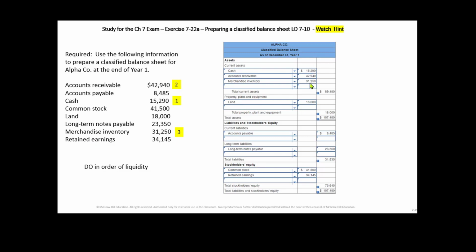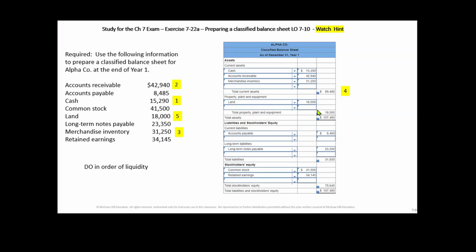I would add those three things up and come up with total current assets. That's the fourth thing I would do. Then I would go down to the next least liquid assets, which would be property, plant, and equipment. My next entry is going to be number 5, which is land. The only property, plant, and equipment I have is land, and I'm going to put it down right here.